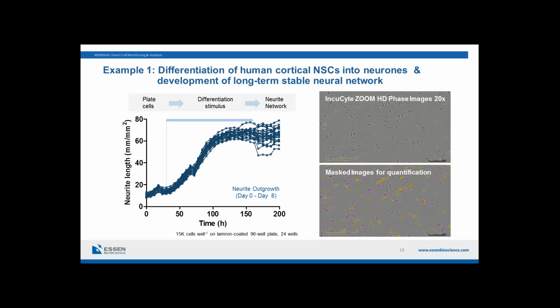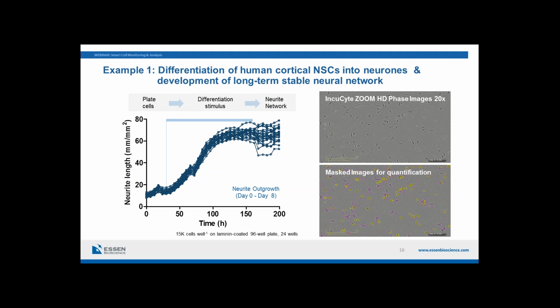So let's come on to some examples, and hopefully this is where it will all fall into place. The first example I'd like to talk about with regards to the application and the value of continuous live cell analysis is a project in which we were looking to differentiate human cortical neural stem cells and develop long-term stable neural networks in order to do pharmacological studies upon.